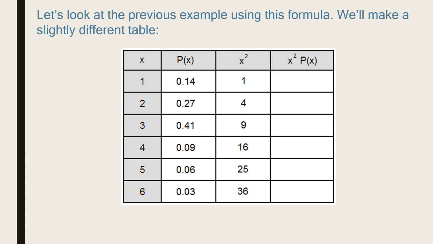Now we're going to take those x squareds times the probability. So 1 times 0.14 is 0.14. 4 times 0.27 is 1.08. 9 times 0.41 is 3.69. 16 times 0.09 is 1.44. 25 times 0.06 is 1.50. And 36 times 0.03 is 1.08.